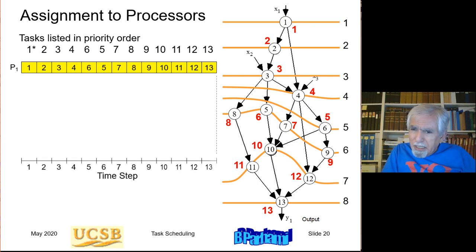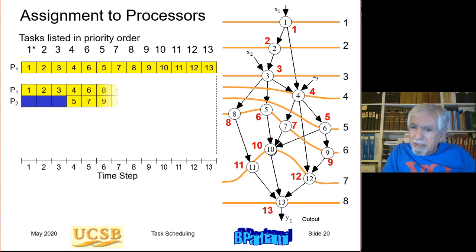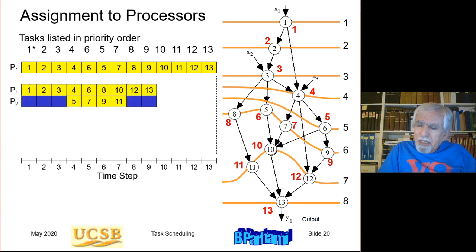If I have 2 processors that can basically collaborate, this might be a schedule. Again, 1 is scheduled first, and at the time I execute 1, I cannot do anything else because no other task is ready. Therefore, processor 2 goes to waste here.